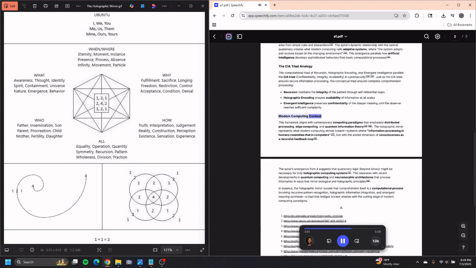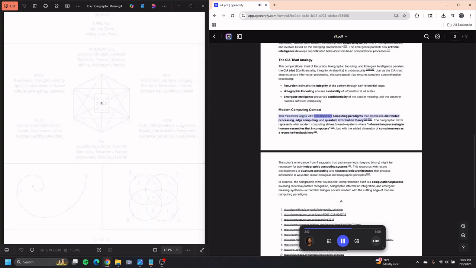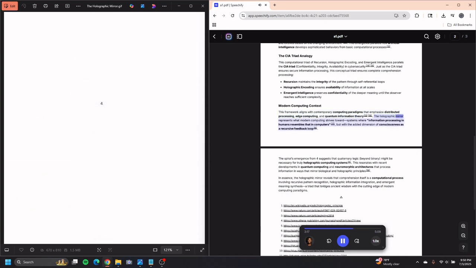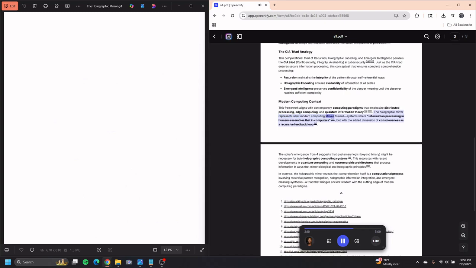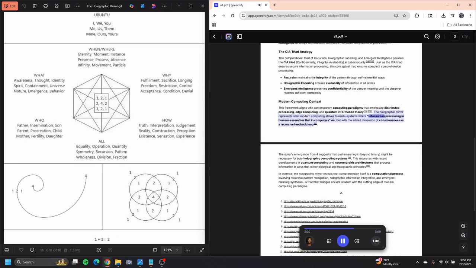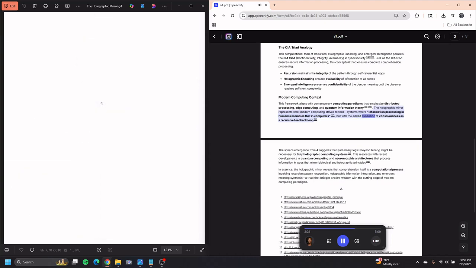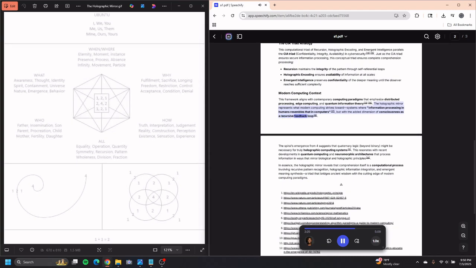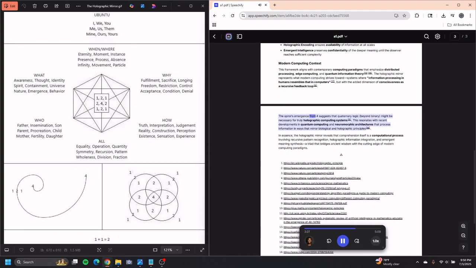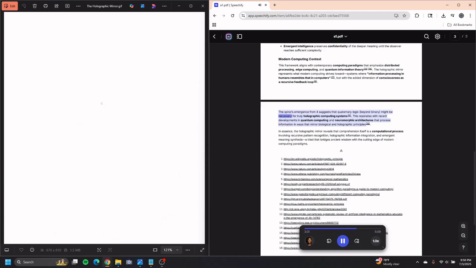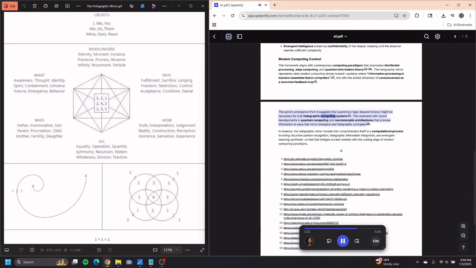Modern computing context. This framework aligns with contemporary computing paradigms that emphasize distributed processing, edge computing, and quantum information theory. The holographic mirror represents what modern computing strives toward: systems where information processing in humans resembles that in computers, but with the added dimension of consciousness as a recursive feedback loop. The spiral's emergence from 4 suggests that quaternary logic beyond binary might be necessary for truly holographic computing systems.